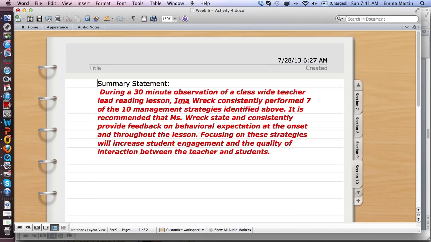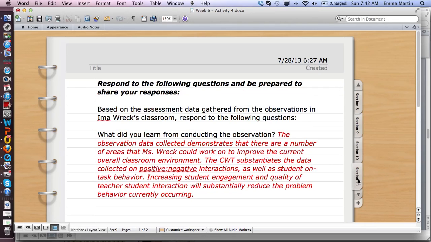So as I'm doing this, part of my goal was to build a case for what was occurring so that I had some objective data and information that Ima could review and then would help us to come up with a plan for her. So then our next step was to really use this data. So what did we learn from conducting the observation?